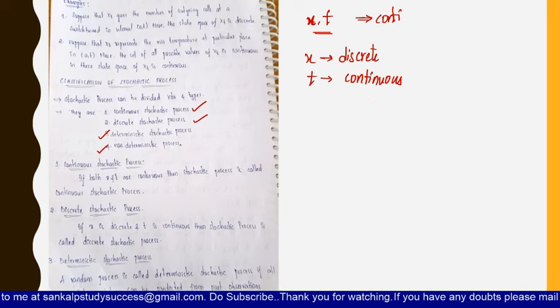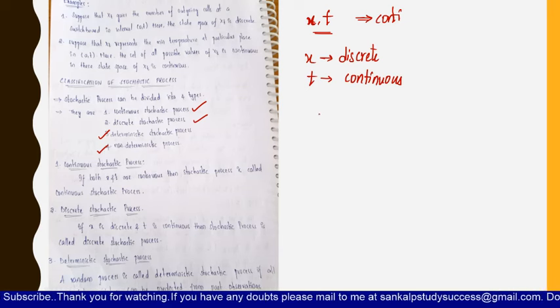Coming to the deterministic stochastic process, you can call a random process a deterministic stochastic process if the future values can be predicted from the past observations. If you have the past observations, by looking into them you can predict the future values. That is deterministic.